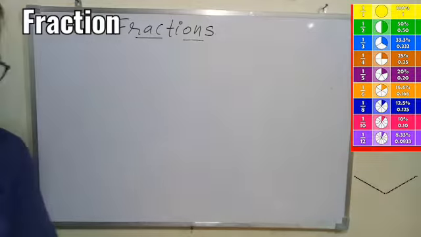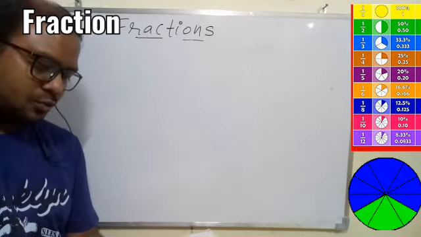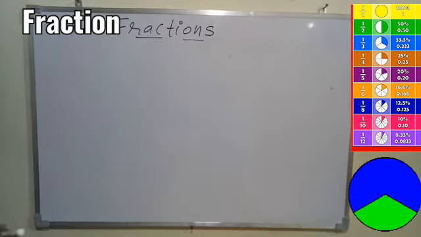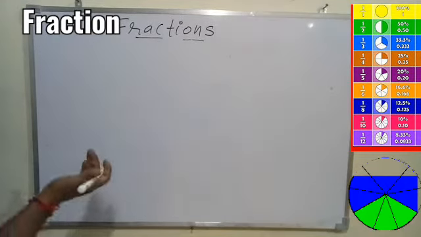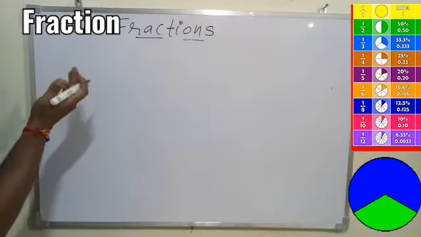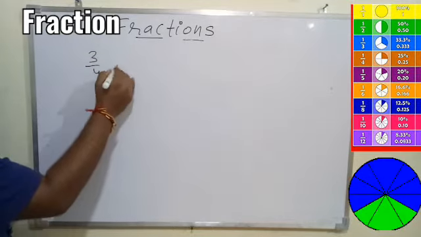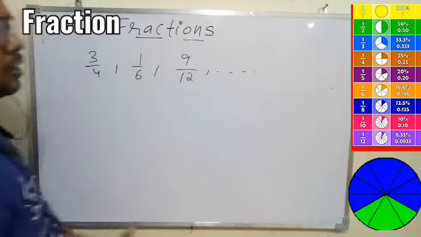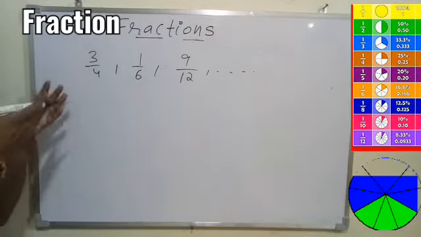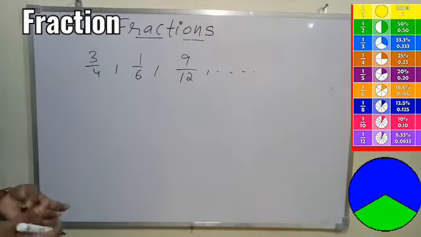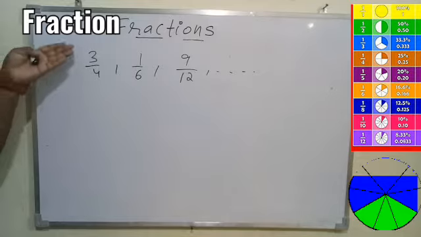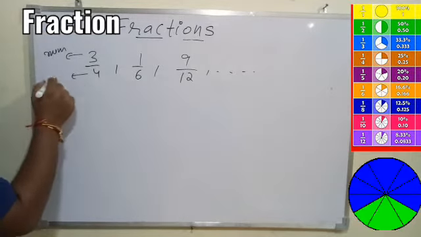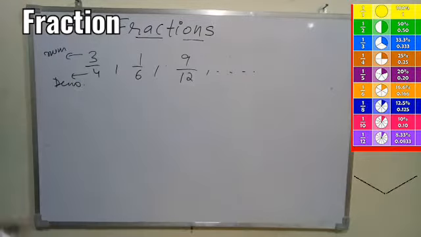So now we'll take some exercise questions to get more clarity on the concepts of fractions. Overall, we understood that any number written as 3 upon 4, 1 upon 6, 9 upon 12 is nothing but a fraction, where we have two different numbers, one at the top which is called the numerator and one at the bottom which is called the denominator. That you have to remember.